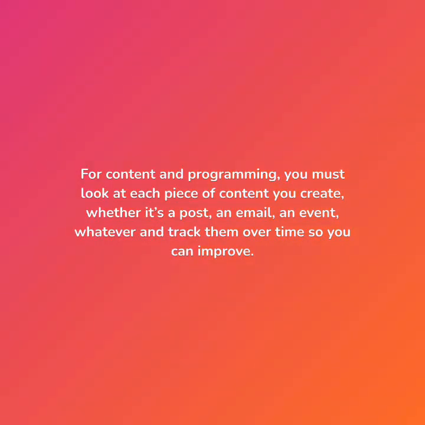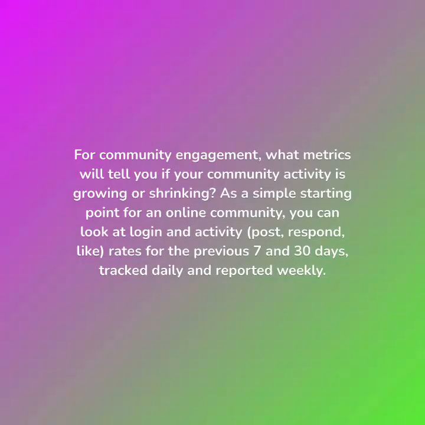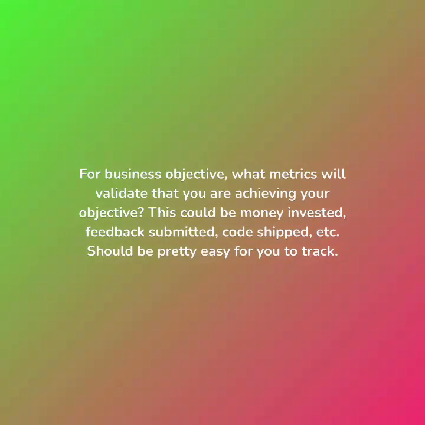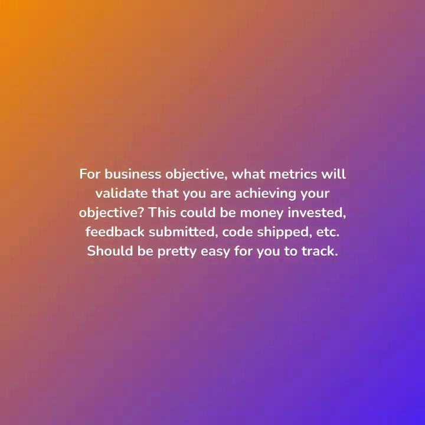For content and programming, you must look at each piece of content you create, whether it's a post, an email, an event, whatever, and track them over time so you can improve. For community engagement, what metrics will tell you if your community activity is growing or shrinking? As a simple starting point for an online community, you can look at login and activity, post, respond, like, rates for the previous 7 and 30 days, tracked daily and reported weekly. For business objective, what metrics will validate that you are achieving your objective? This could be money invested, feedback submitted, code shipped, etc. Should be pretty easy for you to track.